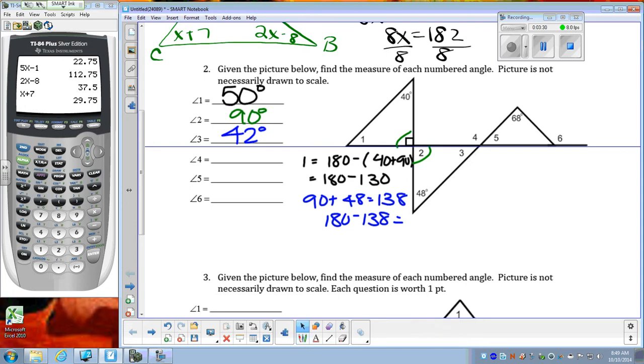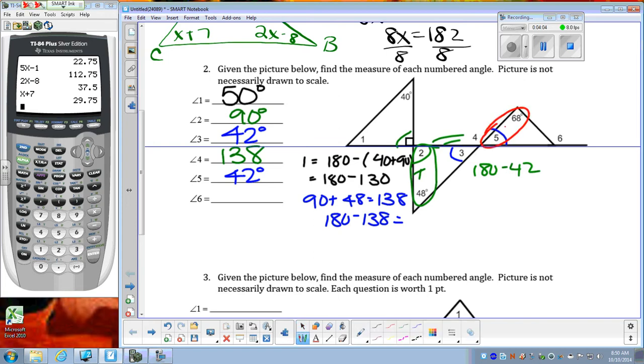Angle 4 makes a line with angle 3, so 180 minus 42 gives me angle 4, so angle 4 is 138. I also could have used that angle 4 has to equal 90 plus 48. My exterior angle has to equal the sum of my two remote interiors. Angle 5 is vertical from angle 3, so we know that angle 5 is also 42 degrees. And then for angle 6, I'm going to use that angle 5 and the 68 degrees have to equal angle 6. So 42 plus 68 equals the measure of angle 6, so that's 110 degrees.